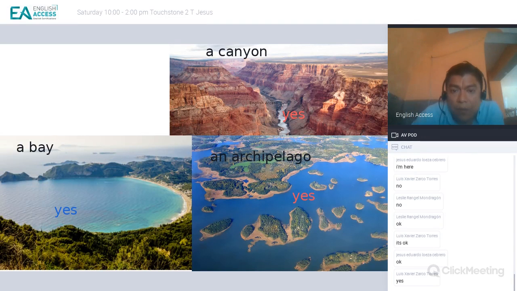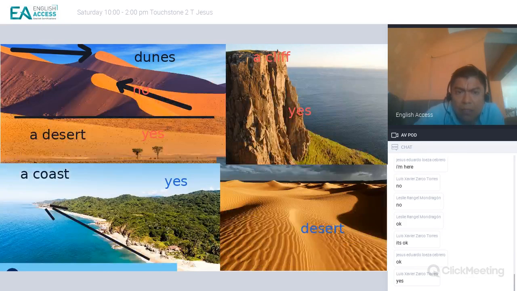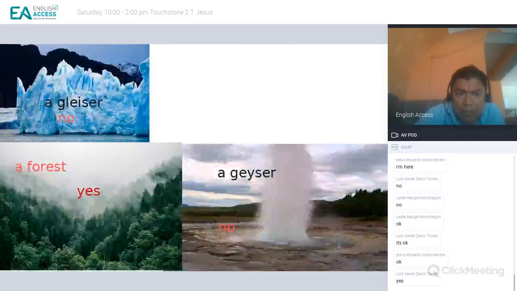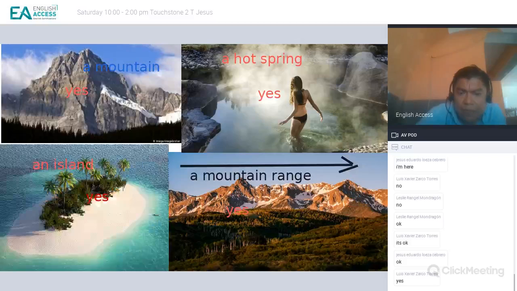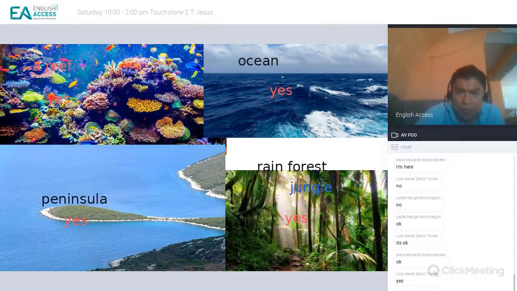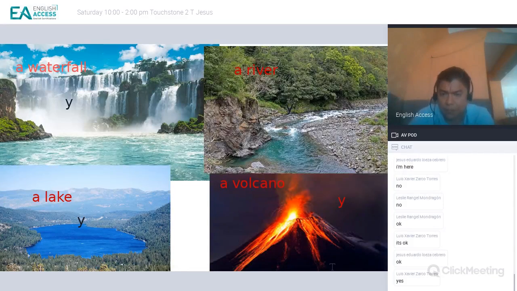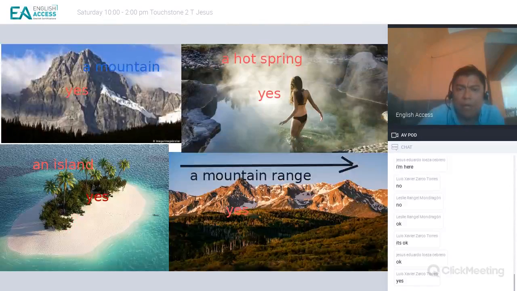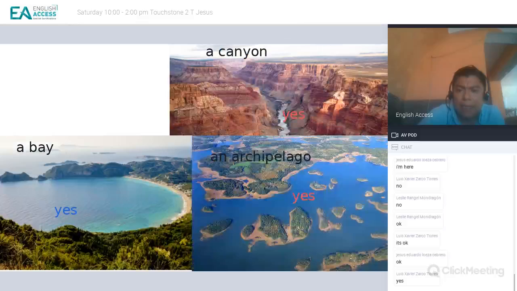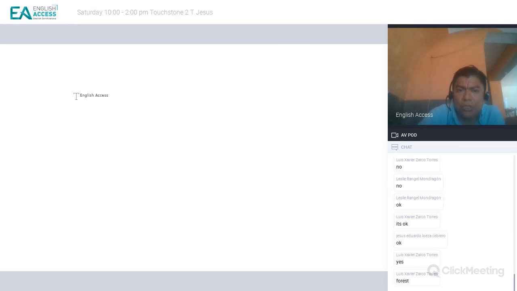Okay, now what is your favorite natural wonder? The canyon, the archipelago, the bay, the cliff, the desert, the coast, the glacier, the geyser, the forest, the hot spring, the mountain, the island, the mountain range, the reef, the ocean, the peninsula, the rainforest, the waterfall, the river, the lake, and the volcano. What's your favorite? I'm gonna grab an empty page so you can type your responses. Please type.